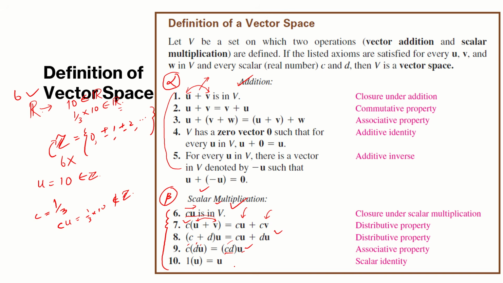The last condition is what? That is, if you multiply this vector with 1 and you get the same value. Sometimes obviously it will not be the case.